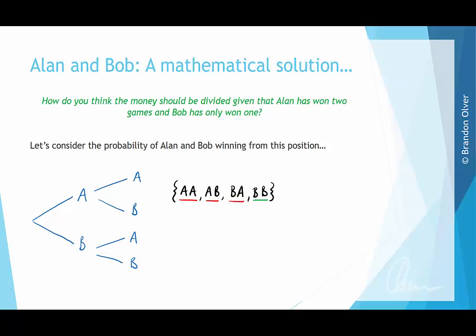From our mathematical solution, the fairest thing to do would be to split it in a ratio of 3 to 1. Alan would get 3 parts out of 4, so that would leave him with $45, and we would give Bob the remaining $15, or a quarter of it, based off the probability of them winning from the situation they found themselves in.